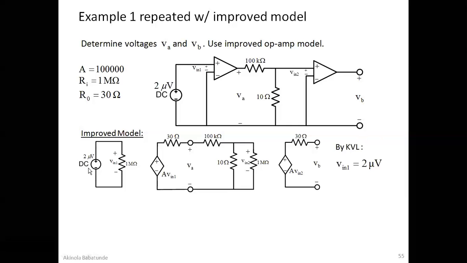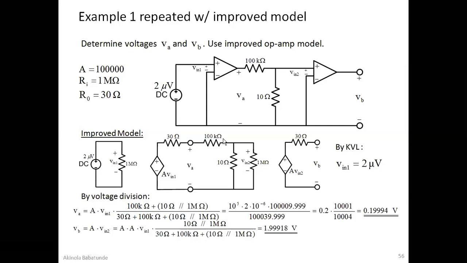For this first part of the circuit, what you find out is that if you apply KVL here, you have plus VIN1 minus 2 micro equal to 0. Plus VIN1 will be equal to 2 micro. So you obtain that your VIN1 will be 2 microvolts automatically. You keep that somewhere. Again, if you go ahead and use voltage division, since we know our VIN1, we know our A. So our VA will be equal to AVIN1 multiplied by the circuit parameters that we have, not just AVIN1, all right? It will be multiplied by the circuit parameters we have.